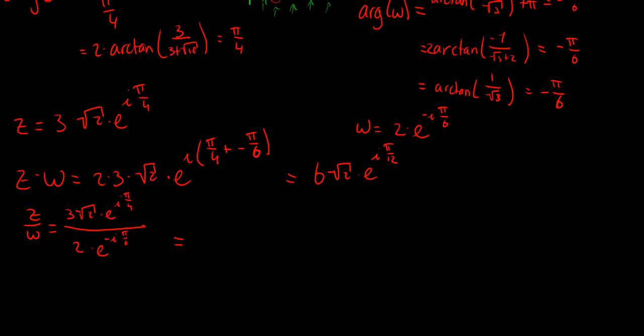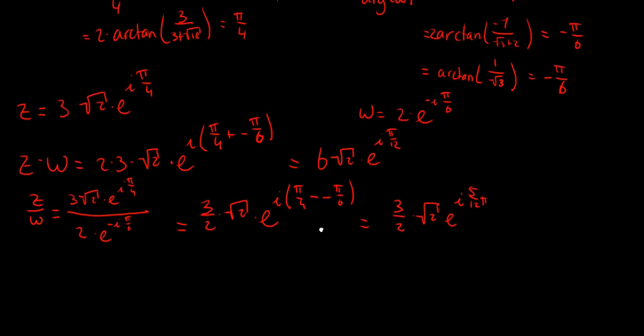So for the first one, we still need to divide the distances. So we would get 3 over 2 times square root of 2 times e to the power I. Now we would get pi over 4 minus pi over 6, which is adding them together, which in our answer will lead to 3 over 2 times square root of 2 e to the power I 5 over 12 pi.